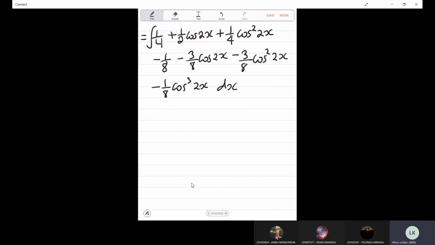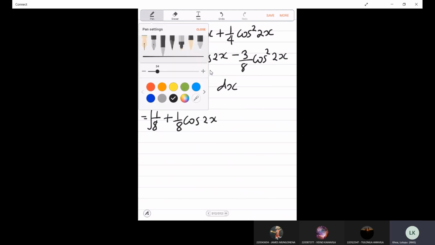Now we look for any like terms. You can see I have a quarter and 1/8. You combine those, that will give us 1/8. So this is the integral of 1/8. And then I have a half cos 2x and minus 3/8 cos 2x. We add those two together. What is that? That's 4 minus 3, so 1/8. So that's positive 1/8 cos 2x.